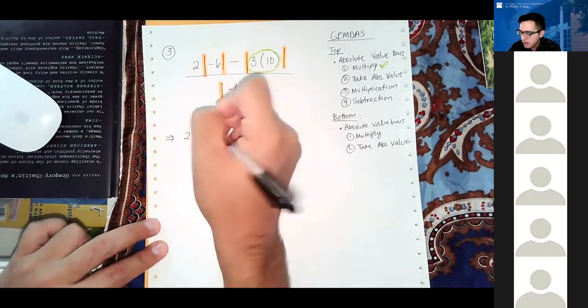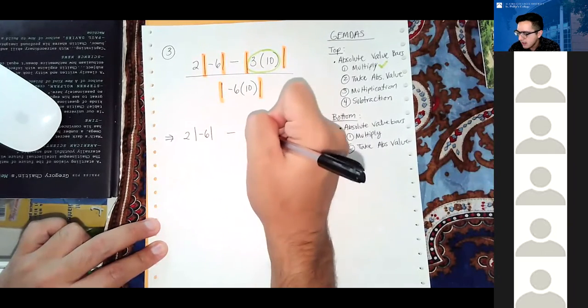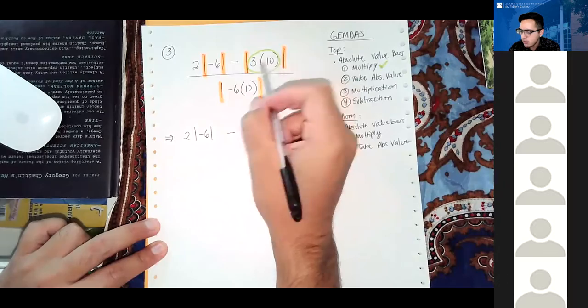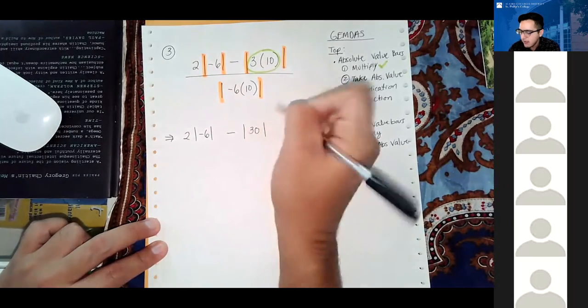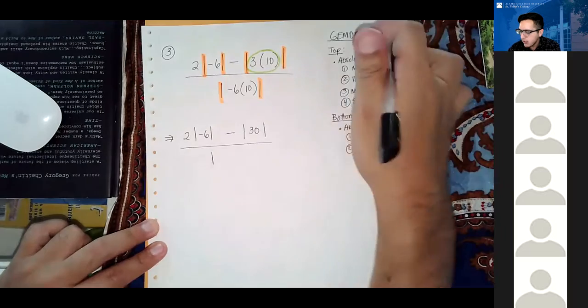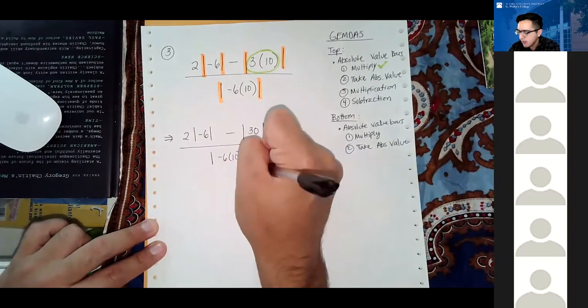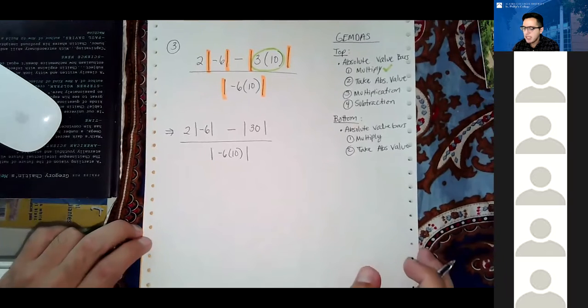So 2 times the absolute value of -6 minus, we still have the absolute value bars, but 3 times 10 is 30. And I'm going to bring everything down. We'll do all the top first, and then we'll worry about the bottom. So -6 times 10 in the absolute value bars. Okay. Anybody have questions there?